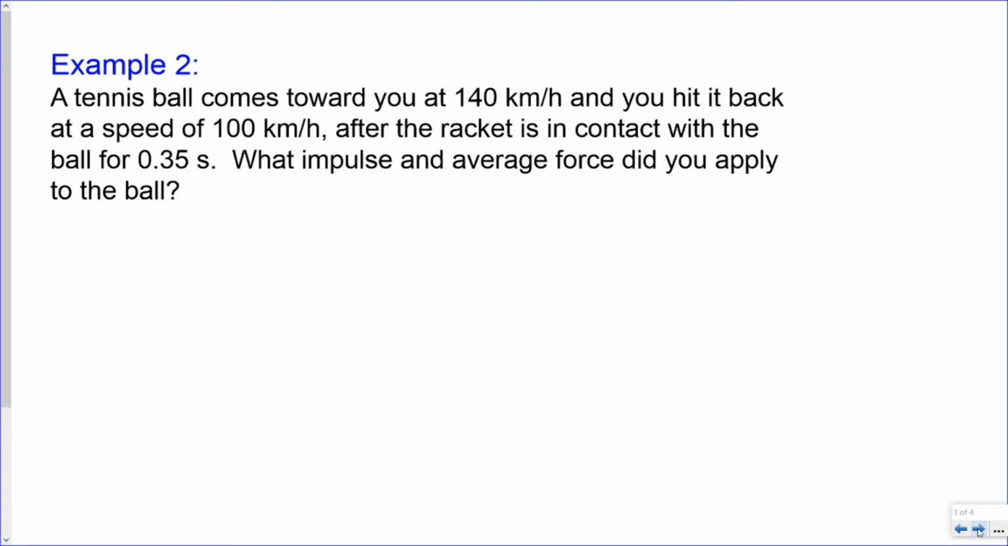So again, dealing with a tennis ball comes towards you at 140 kilometers per hour, and you hit it back at a speed of 100 kilometers per hour after the racket is in contact with the ball for 0.35 seconds. What impulse and average force did you apply?